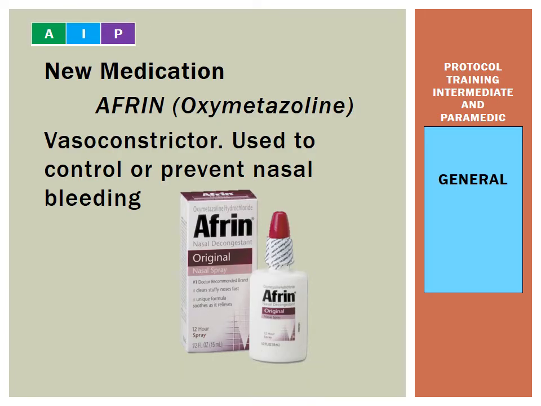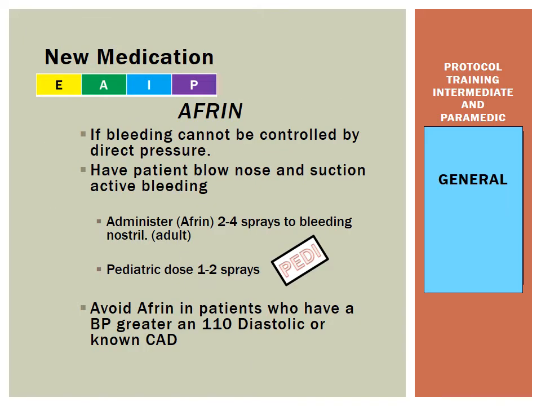All right, Afrin, or oxymetazoline. This is a vasoconstrictor. It's used to control or prevent nasal bleeding. So if the patient has active bleeding after direct pressure, after tilting the head forward, we can't get the bleeding stopped, all provider levels are going to have the patient blow their nose, and we need to suction the active bleeding. The purpose of this is to clear out any blood clots so that the medication can reach the blood vessel and constrict and hopefully slow or stop the bleeding.